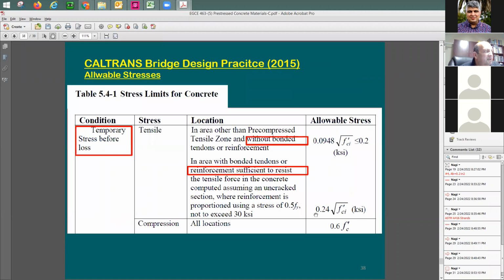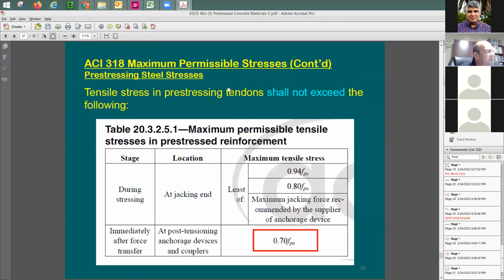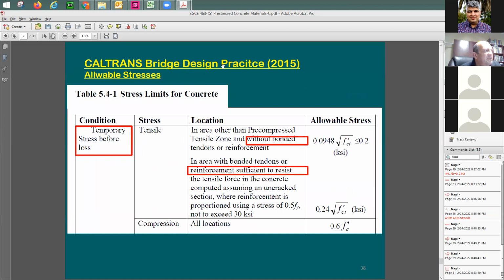How about the stress in the concrete itself? Before losses, which means immediately. You say, okay, where is this taken from? That was the ACI 318. Look at this. This is going to be the bridge design specifications. The Caltrans specifications, they have different values. And they have something here for temporary stress before losses, which means instantaneously. How much was the stress that they used when it comes to compression? 0.6 f'c. When? Temporary. Before losses, which means immediately. But they call this f'c.